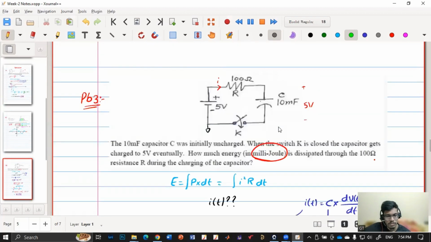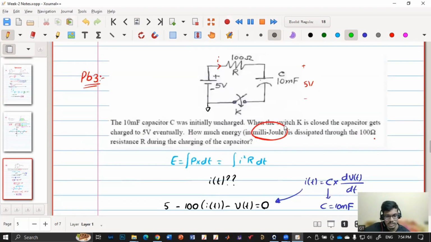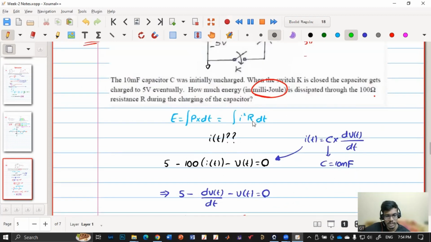In the third problem, they gave a somewhat tricky and lengthy question. They said initially it is open, and when they closed it, as the circuit is on till infinite time, capacitor will be charged to 5 volt at infinite time. They are asking what is the total energy dissipated. So energy dissipated is the integral of power dt, where power is I square R. We know R and we do not know I of t.